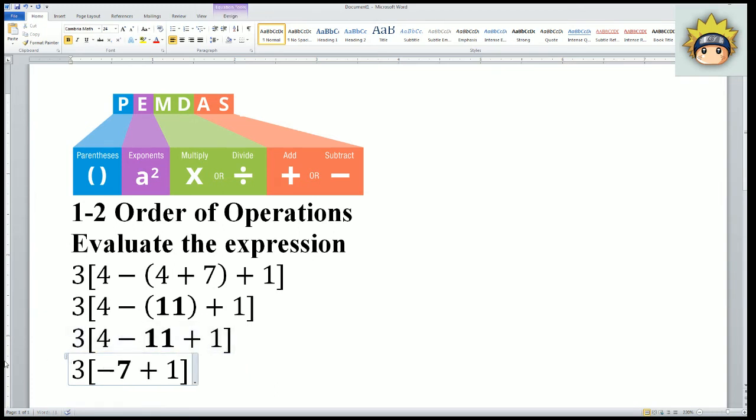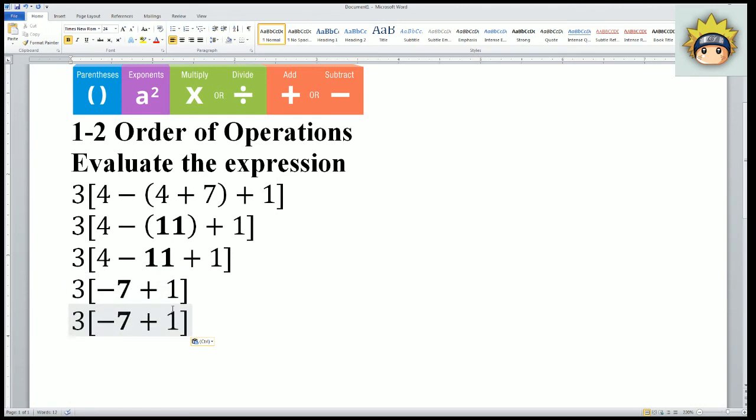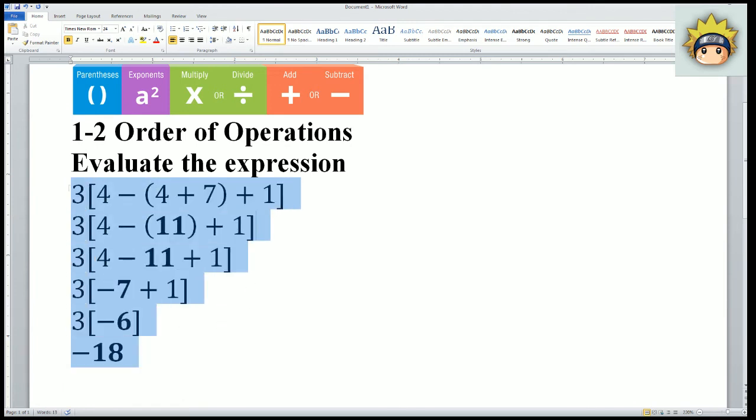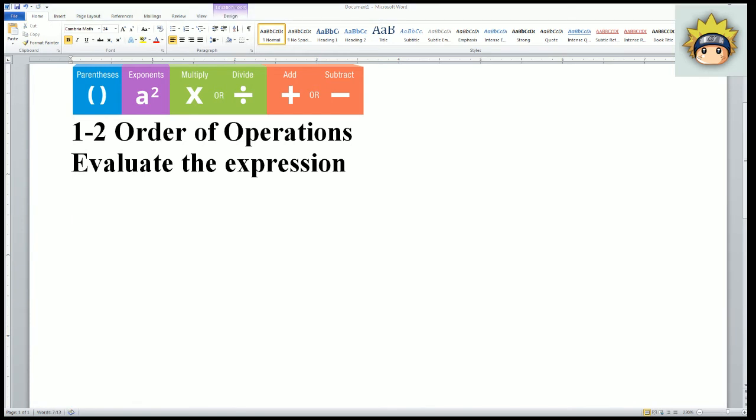Then what you want to do is add the 1. Okay? Negative 7 plus 1 is negative 6. Good. You could just distribute the 3 inside. That becomes a multiplication. 3 times negative 6 becomes the value of negative 18. Okay? So follow this format. Again, we do the innermost one. Okay? Let's go over number 5 now.